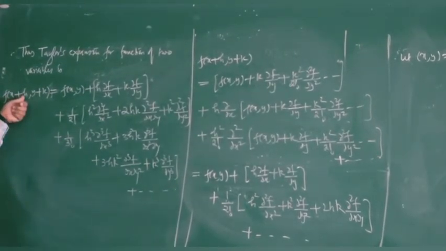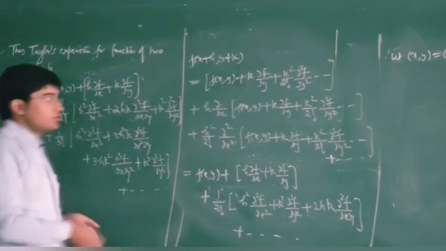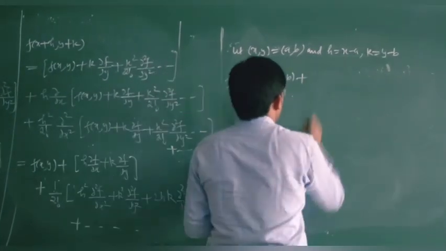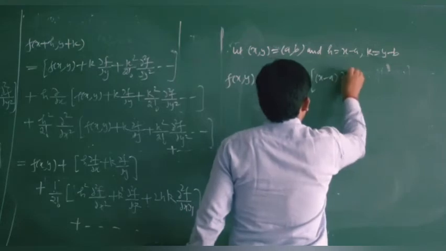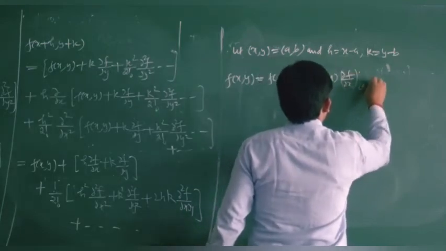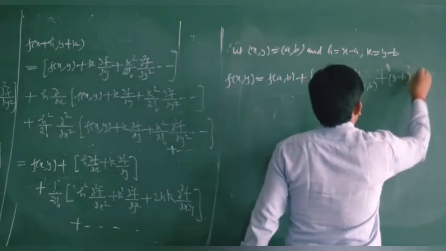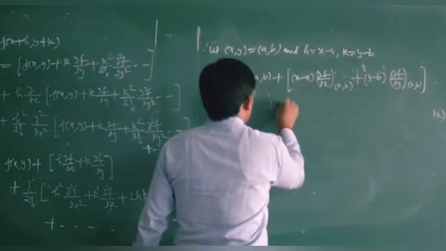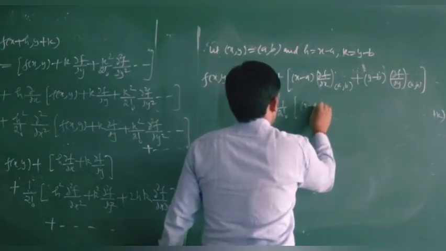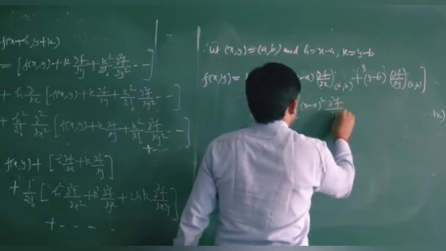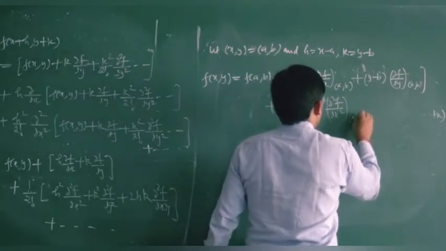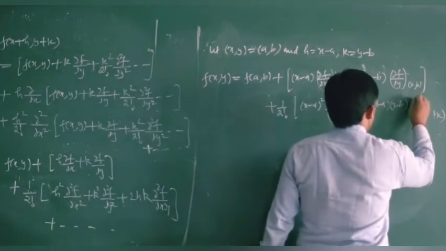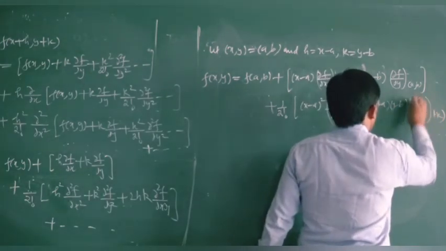Now as we are replacing h by x minus a, our f of x comma y will be f of a comma b, and your h was x minus a, so this is x minus a into del f upon del x at a comma b. Then we have y minus b del f upon del y at a comma b. Then the second order term will be 1 by factorial 2 into x minus a whole square del 2 f upon del x2 at a comma b. Then we will have 2 times x minus a into y minus b into del 2 f upon del x del y at a comma b.